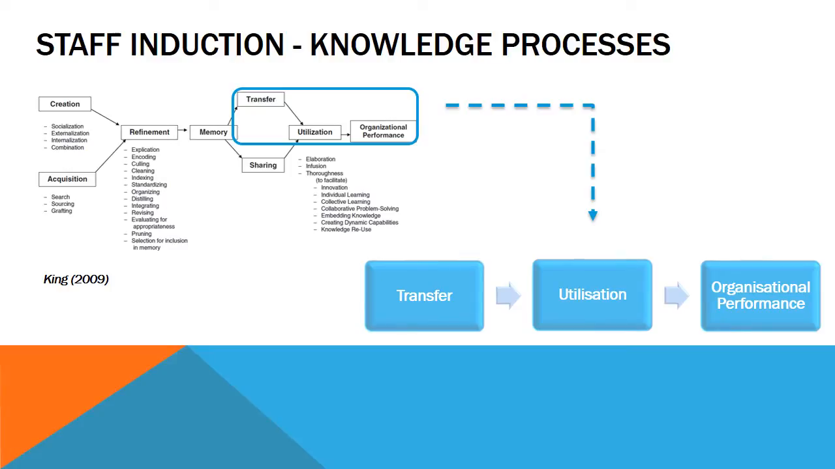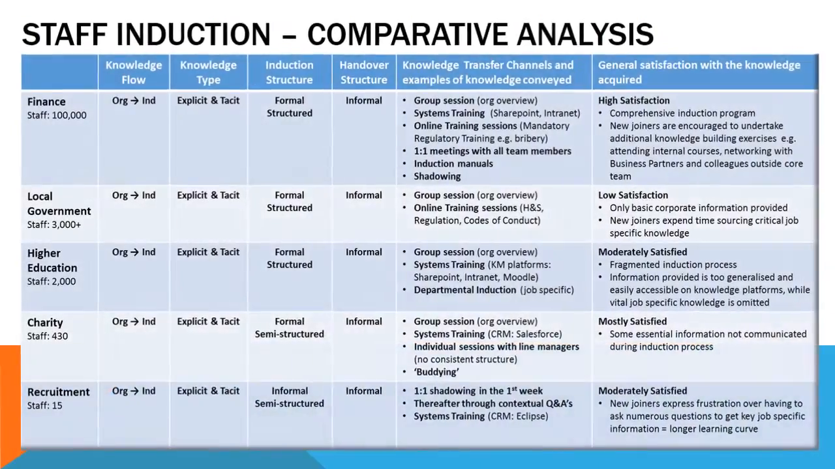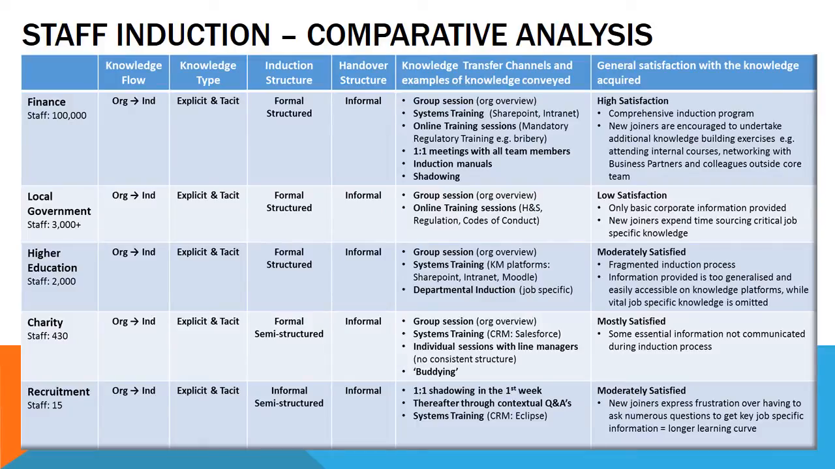As introduced by Sushma, staff inductions are concerned with the transfer of knowledge to new joiners. The knowledge transferred is necessary for staff assimilation and utilized in role execution, both of which are vital for effective organizational performance as demonstrated by King. The induction sessions in our organizations follow a unidirectional flow of knowledge from the organization to the individual. All communicate both tacit and explicit knowledge, and they all have informal handover processes.